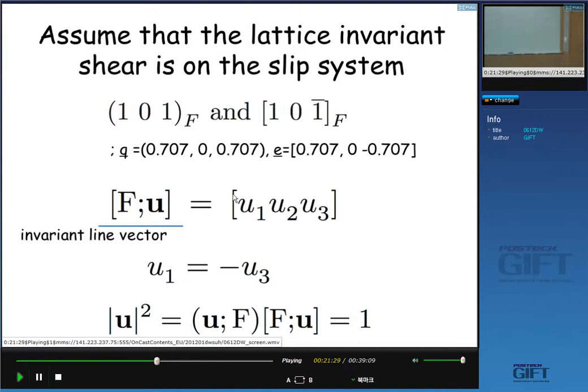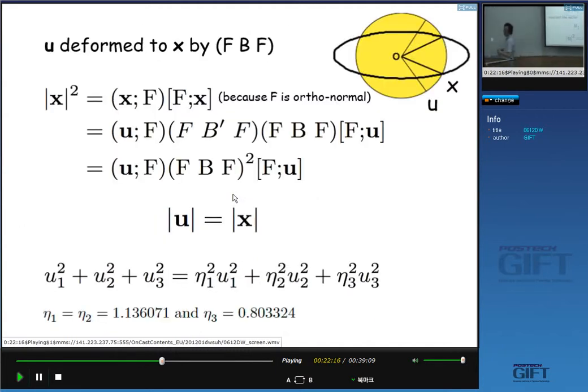So when you assume the invariant line vector as U1, U2, U3 on the FCC base, that vector belongs to plane Q, right? So you have this relationship, one. And second, U is a unit vector. So you have the second condition. There are three unknowns, so we need one more condition. That is the vector U just rotated by the bend deformation. The length does not change.